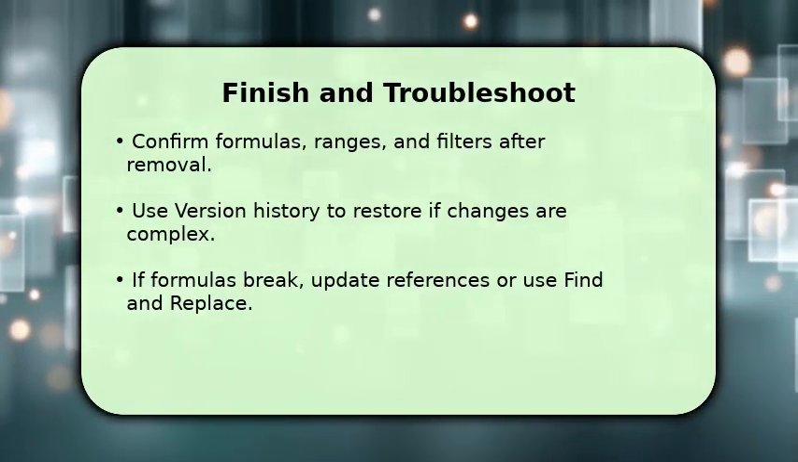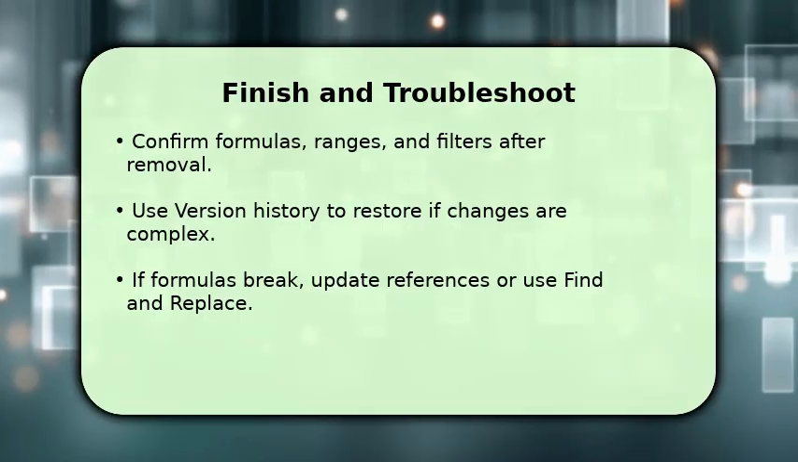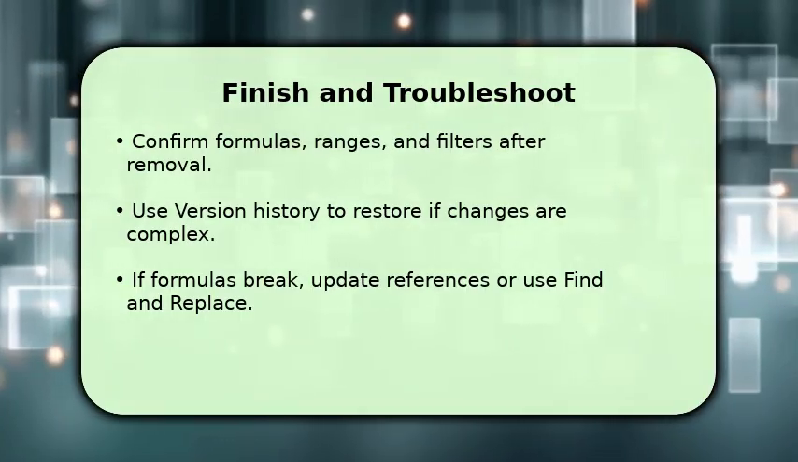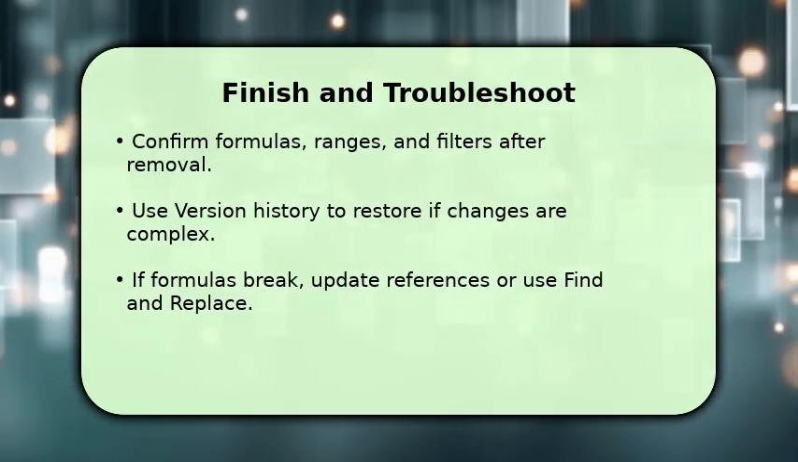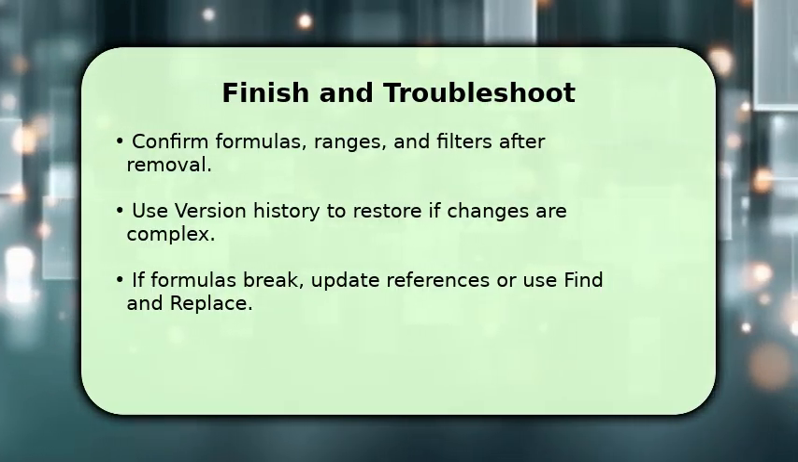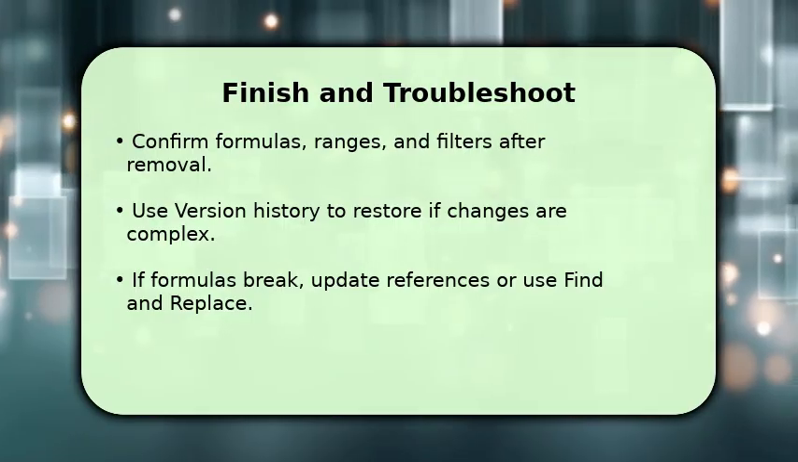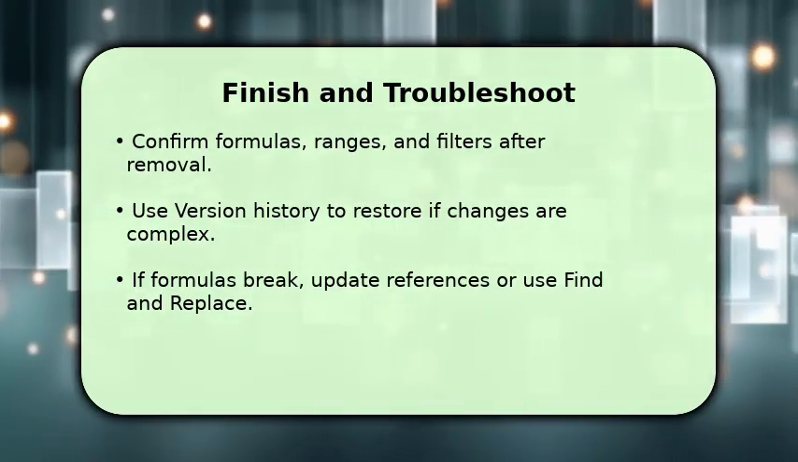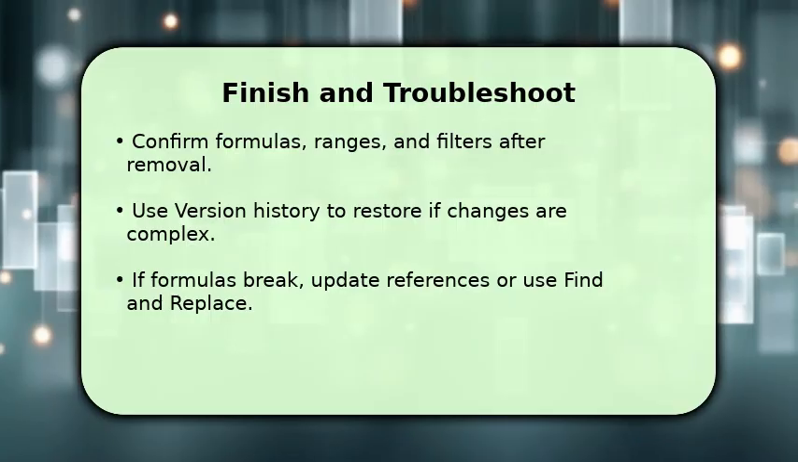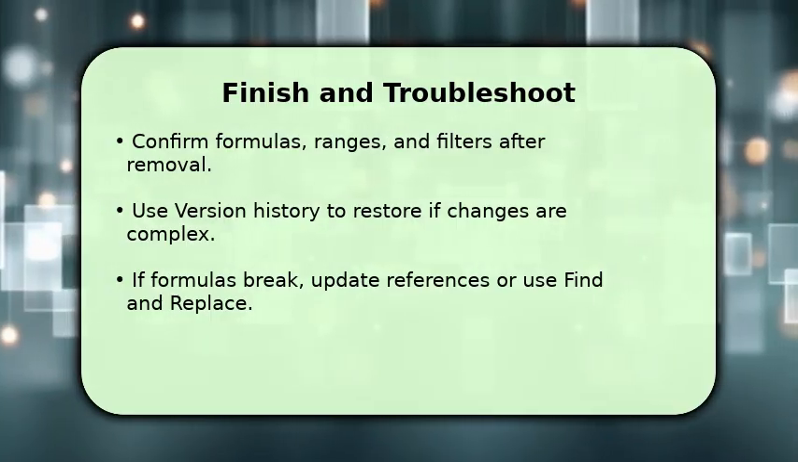If you realize the deletion caused problems, use version history to restore a previous state, which is safer for large edits. Once restored, try deleting differently or adjust formulas to avoid fragile references. If a formula shows error, update references, or use find and replace to correct ranges. Remember, immediate undo is fastest for simple mistakes.